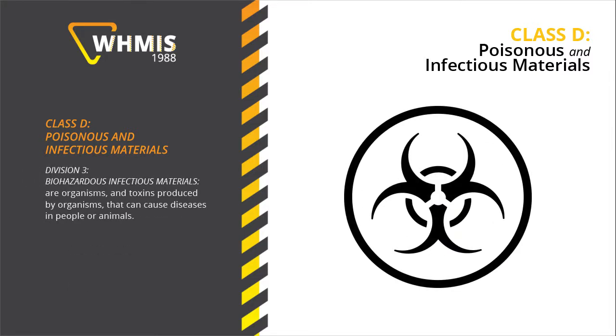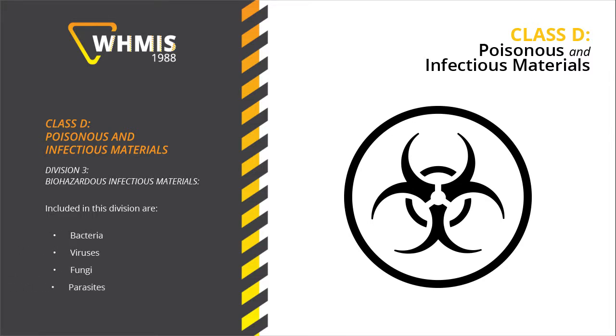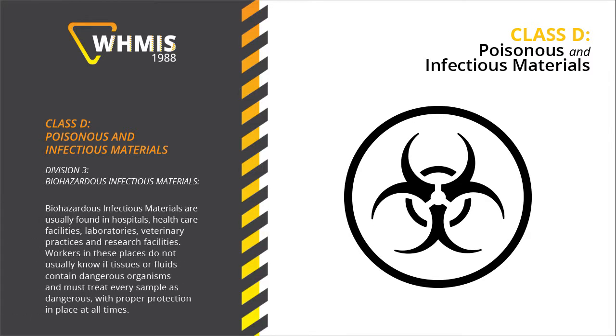Division 3, biohazardous infectious materials, are organisms and toxins produced by organisms that can cause diseases in people or animals. The hazard symbol for Division 3 looks like three C's joined together with a little circle in the middle, all inside of a circle. Included in this division are bacteria, viruses, fungi, and parasites.